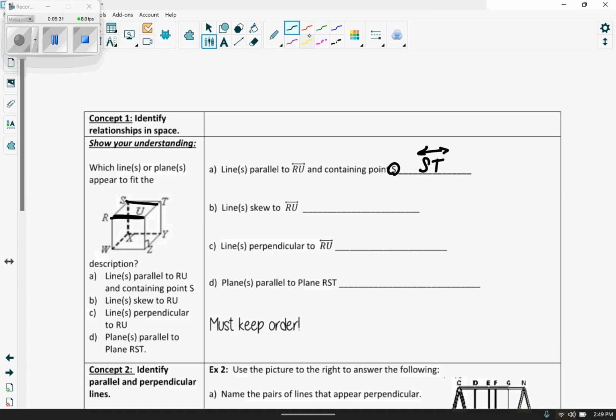Now, if I have skew lines to RU, here's RU. So I cannot use anything that would be here or here because they can't be on the same plane. And RU is on both of those two planes. So all other pieces we could use. So skew to it would be, let's start here, I would say SX.